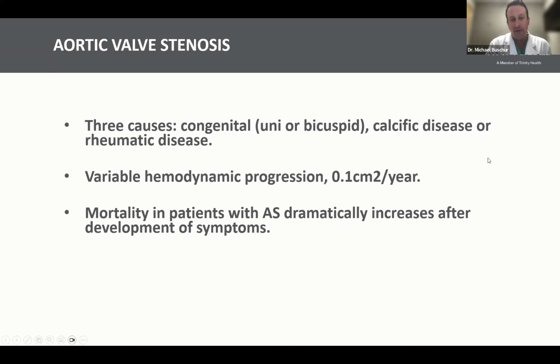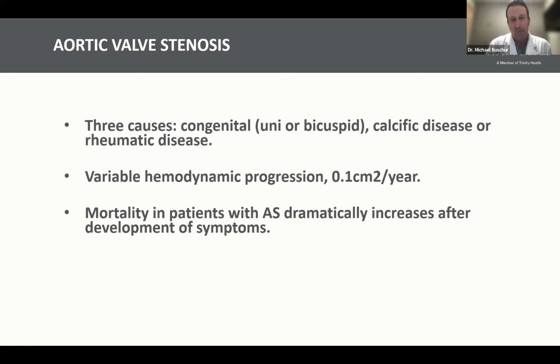Overall, on average, there have been a lot of studies looking at progression, and we typically say about 0.1 centimeter per year. So each year that goes by, the valve area is shrinking by 0.1 centimeter. But again, in some patients, it can happen a lot slower, and it could be that they have moderate stenosis for 20 years and never need a valve replacement. And in some patients, it can happen a lot quicker. There's no great way for us to predict how it's going to progress.